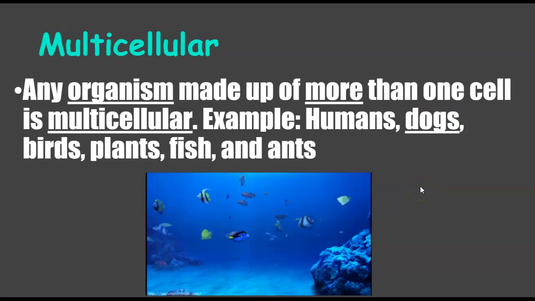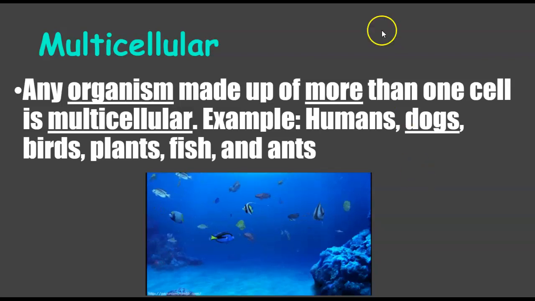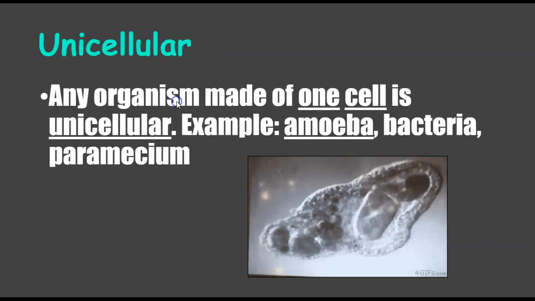And then we could look at a couple different types of organisms. The first type is the one that is made up of more than one cell. It's called multicellular, like humans, dogs, birds, plants, fish, ants, and so on. So when you see multi, think of more than one, like multiverse, multivitamin. It means more than one is in it. In this case, multicellular, like multi-cells.